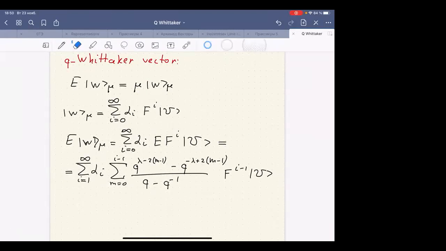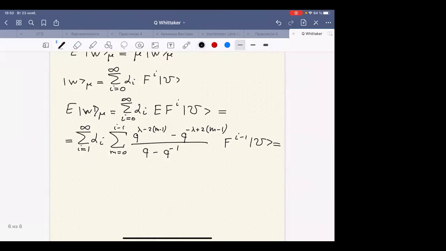Yes, it is a mistake that I cannot remember. Yeah, so now we want to perform a summation of geometric progression. We will see if I can do it.